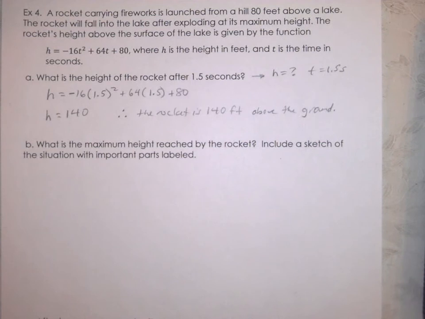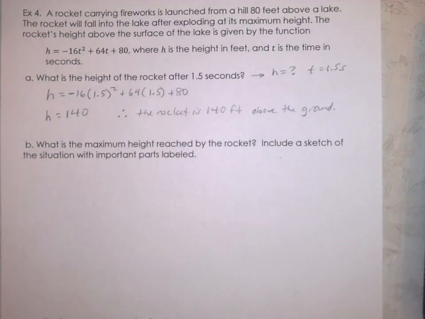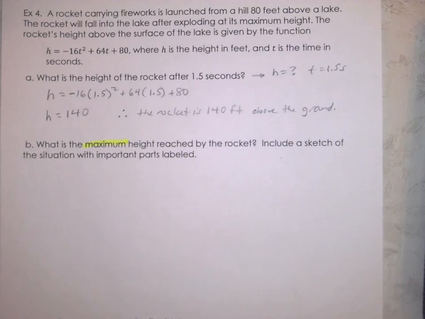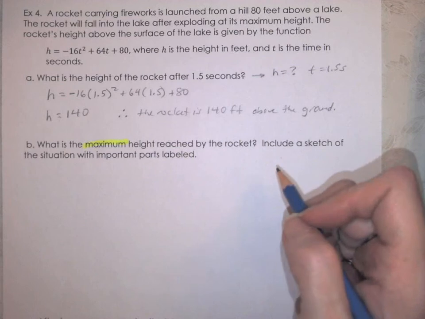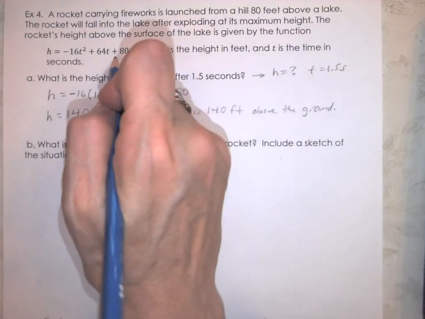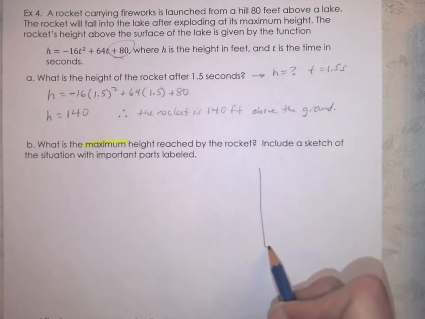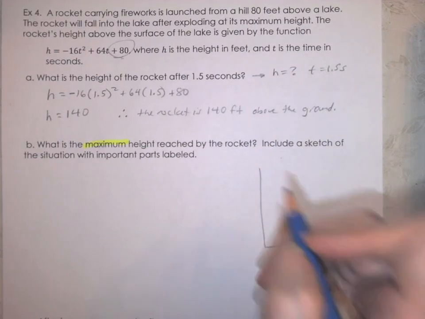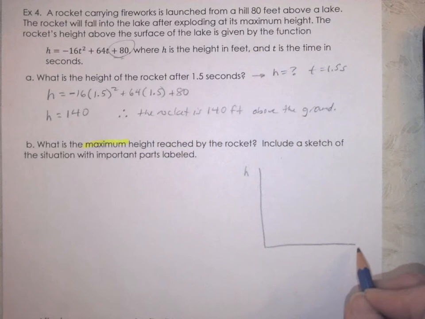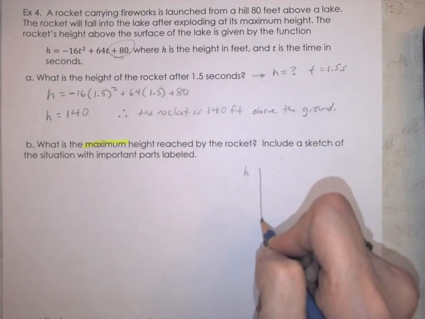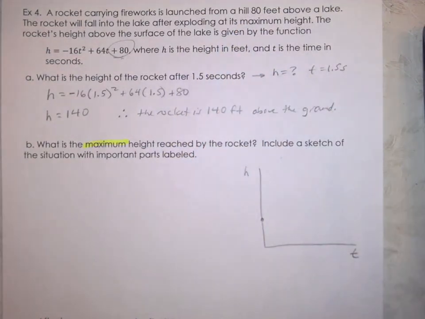What is the maximum height? So, okay, as soon as we see maximum height reached by the rocket, include a sketch of the situation with important parts labeled. So we can see that the y-intercept is 80, so I don't have to make any negatives this time. So this is my height, and t is my time. And I'm going to start at 80 feet above the ground. So it's launched from a hill, 80 feet above a lake, actually.